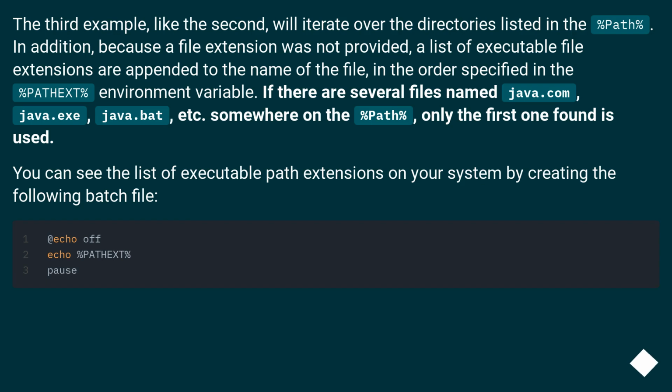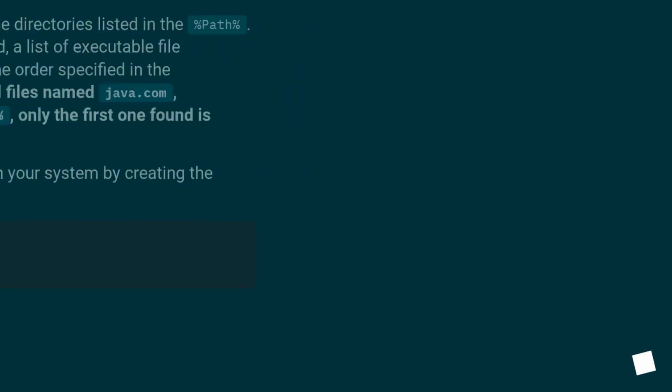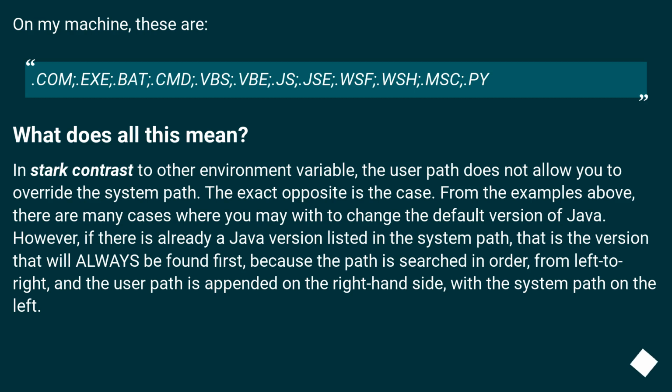You can see the list of executable path extensions on your system by creating the following batch file. On my machine, these are .com .exe .bat .cmd .vbs .js .jse .wsf .wsh .msc. What does all this mean?